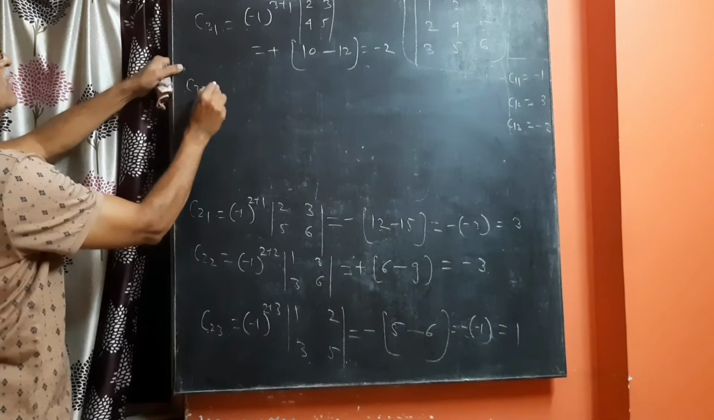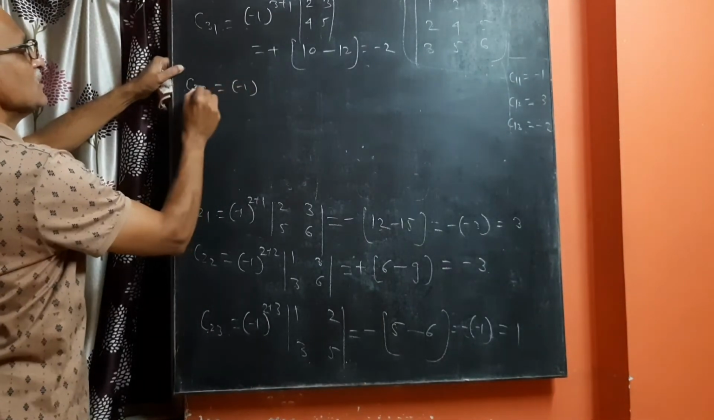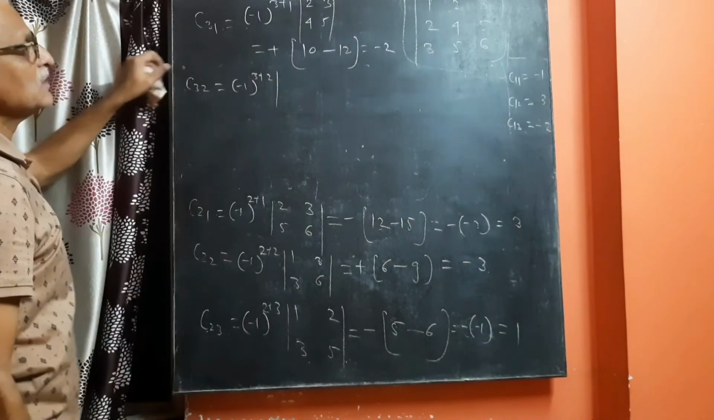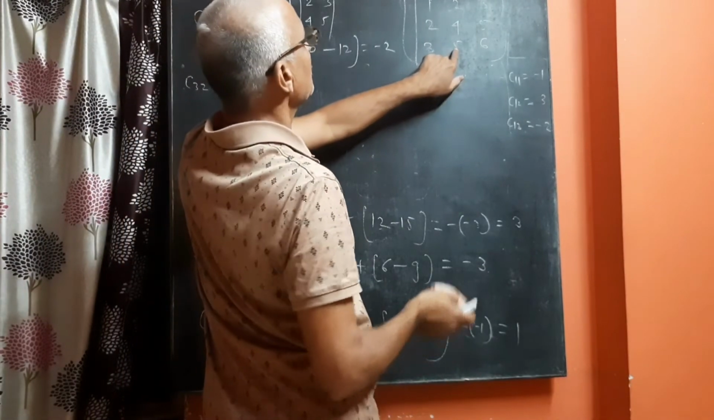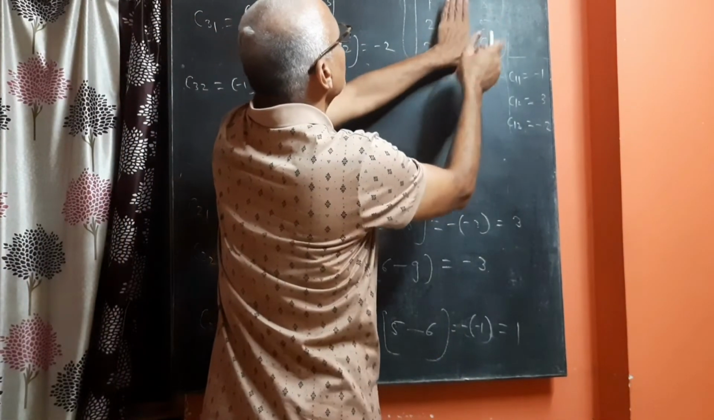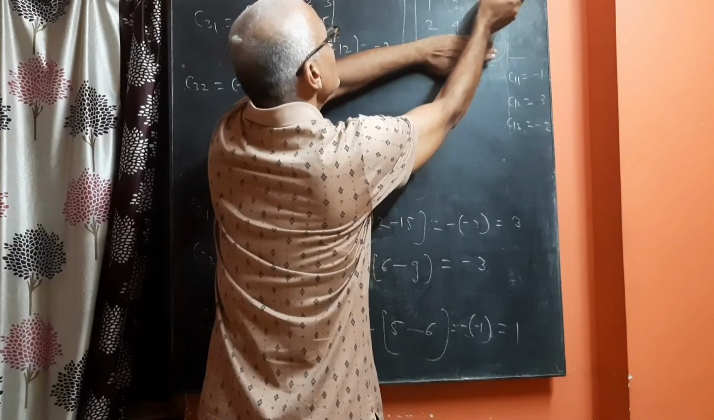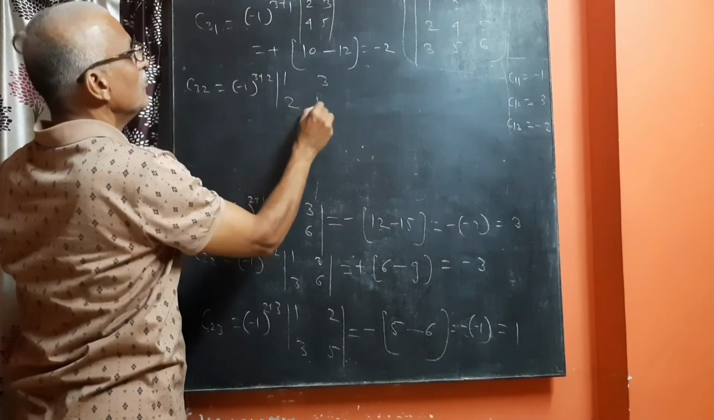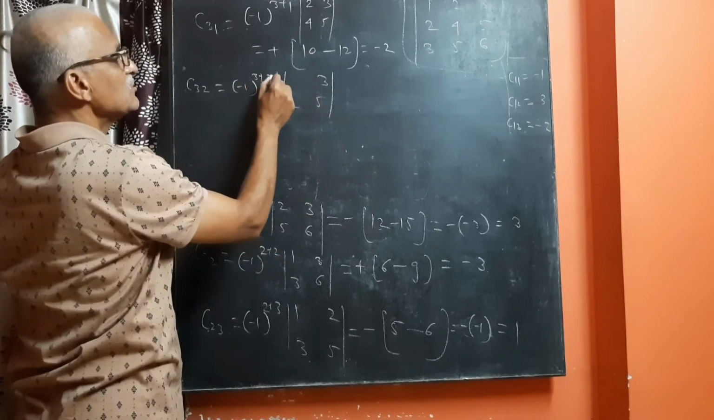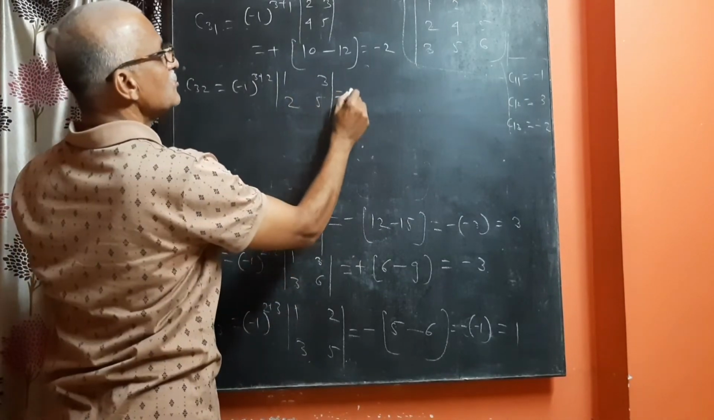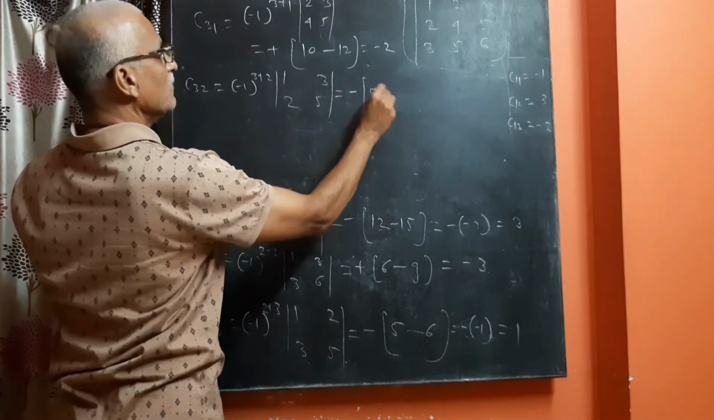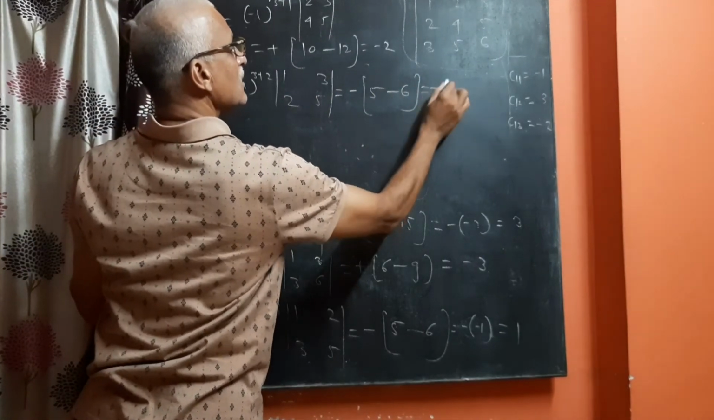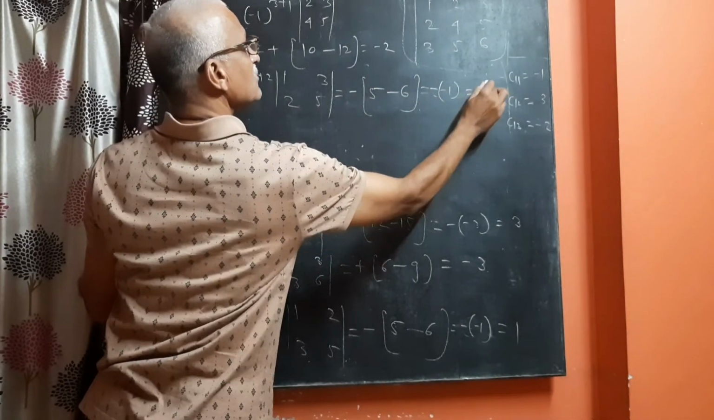Then C32 is equals to minus 1 raised to 3 plus 2 into determinant of C32 यानी 5 का पोजीशन, ये और ये गया, this and this has gone, that means 1 3 2 5. Determinant of 1 3 2 5, minus 1 raised to 3 plus 2 is 5, that is any odd number है, that is equals to minus in bracket 1 into 5 is 5 minus 2 into 3 is 6, which is equals to minus of 5 minus 6, minus 1, and that is equals to 1.